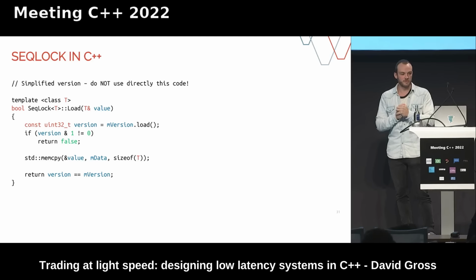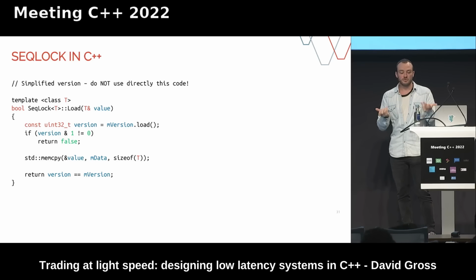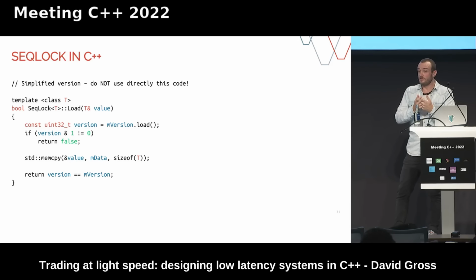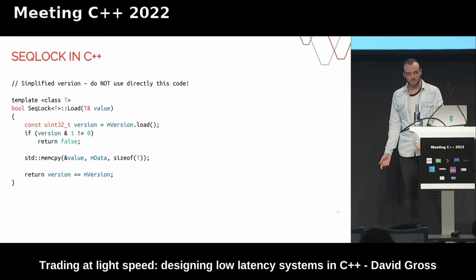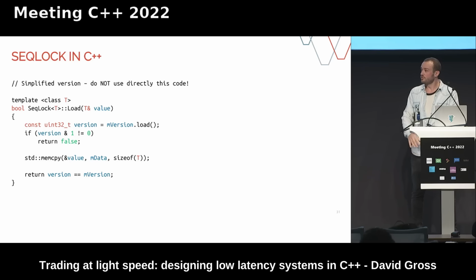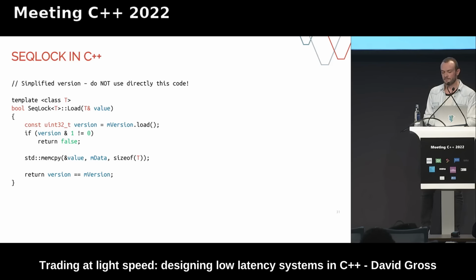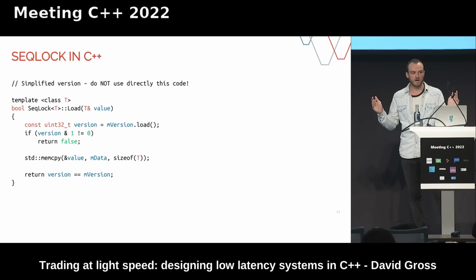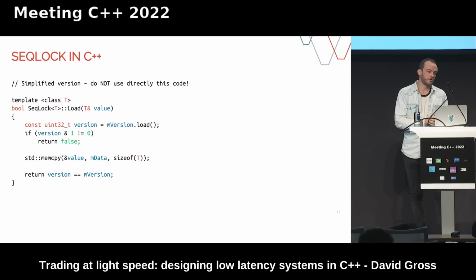That's where the smartness of this lock comes from. As a reader, you read the version. If the lowest bit is set to 1, it means that there is a write in progress. And in that case, you're going to return. You failed reading the data. Otherwise, you copy the data. And then you need to recheck the version, because while you were copying the data, maybe the writer wrote something, so it could be corrupted. And therefore, you check the version again. If the version numbers match, awesome, it means that there was no write. Of course, in that case, T needs to be trivially copyable and using std::memcpy.